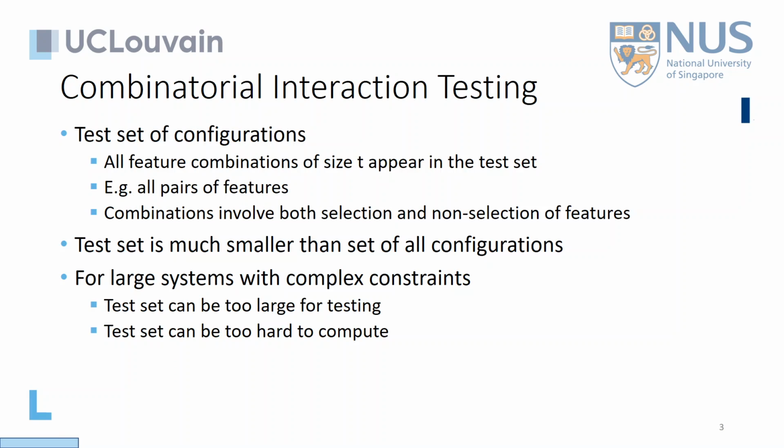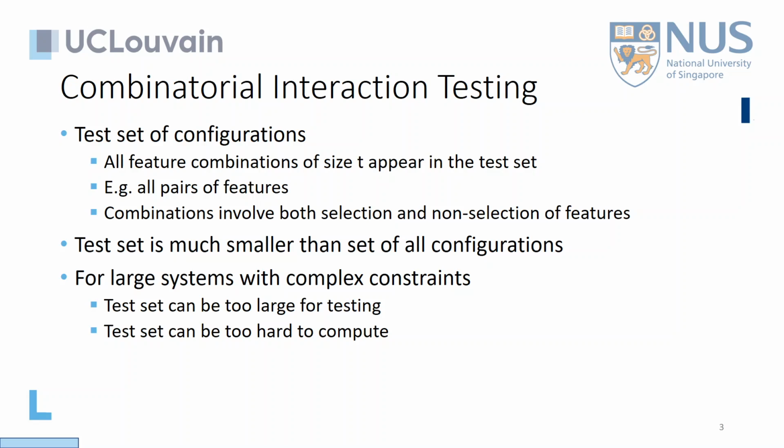In the 1980s, a combinatorial interaction testing approach was proposed, where we build a set of configurations that covers all feature combinations of size t. For example, if we consider pairs of features, we need to have all pairs of features, so feature 1 and feature 2, feature 1 and feature 3, feature 2 and feature 3, in one of the configurations in this test set. And also we need to include non-selection of features in the combinations.